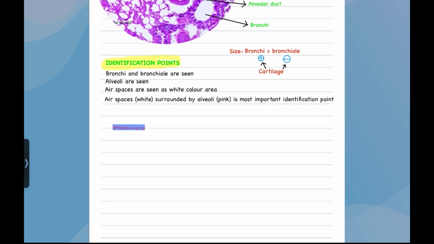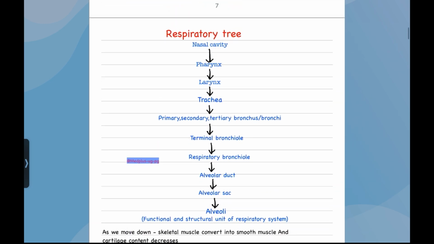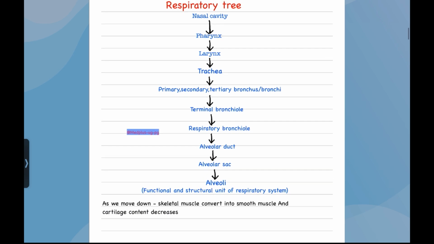Now, identification points. Bronchi and bronchioles will be seen, alveoli are seen, and air spaces are seen as a white colored area. Air spaces are white and surrounded by the alveoli. This is the most important identification point. So here we complete our respiratory system. In the next episode we will see the GIT.